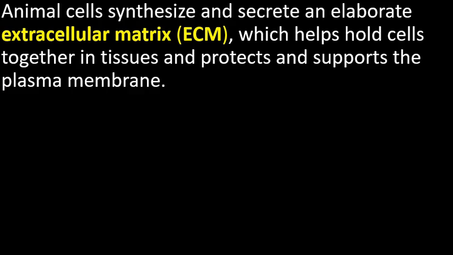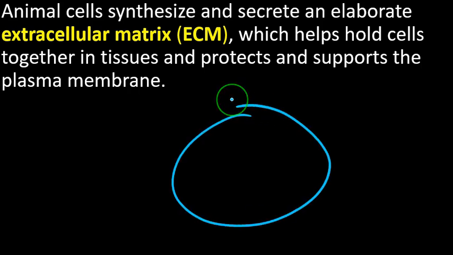Okay, animal cells synthesize and secrete, and this is now moving on to the next part, an elaborate extracellular matrix, the ECM, which helps hold cells together in tissues, and protects and supports the plasma membrane. So if we have a plasma membrane like this, outside of the cell, that's really not enough, and we have all these protein fibers inside holding the shape. That's really not enough for the cell to exist in the world.